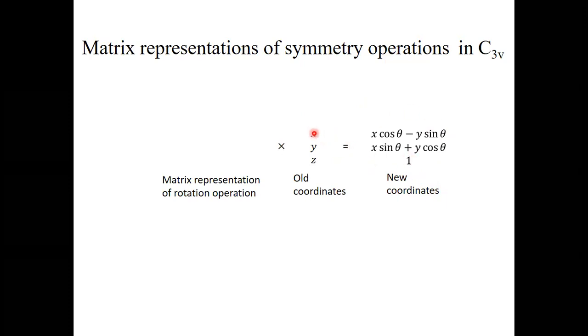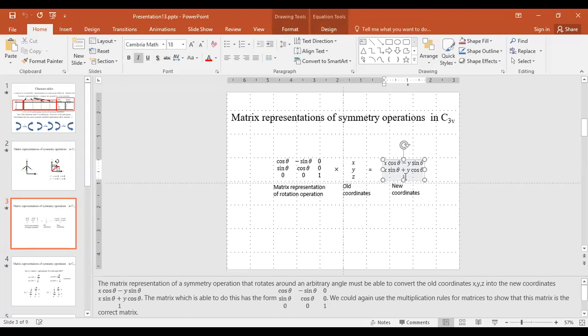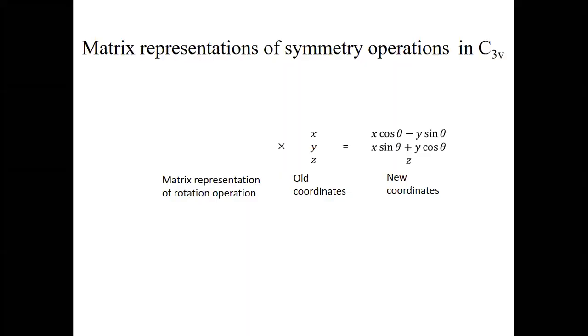Now the old coordinates are just x, y, z, and we just determine what the new coordinates are. And the new coordinates are x times cosinus theta minus y times sinus theta, x times sinus theta plus y times cosinus theta. Well, what will be the change for the coordinate z? Well, there will be no change. Therefore, the new coordinate should also be z. And I see that this is actually a mistake here, because that should not be a 1, but it should actually be a z.